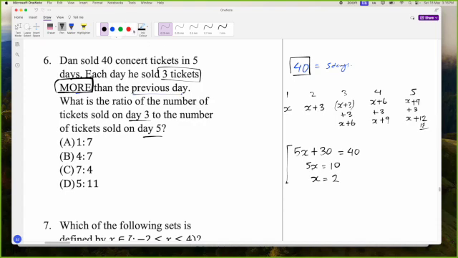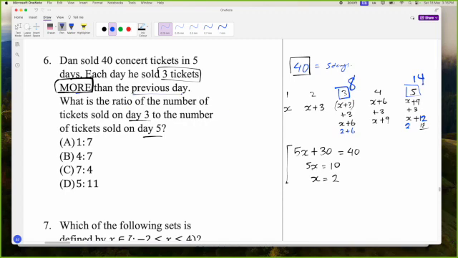Now we could go and find out, well, how much did he sell on the third day? Well, X is equal to 2. So 2 plus 6 is 8 on the third day. And how much did he sell on the fifth day? Well, X is 2. So 2 plus 12 is 14.